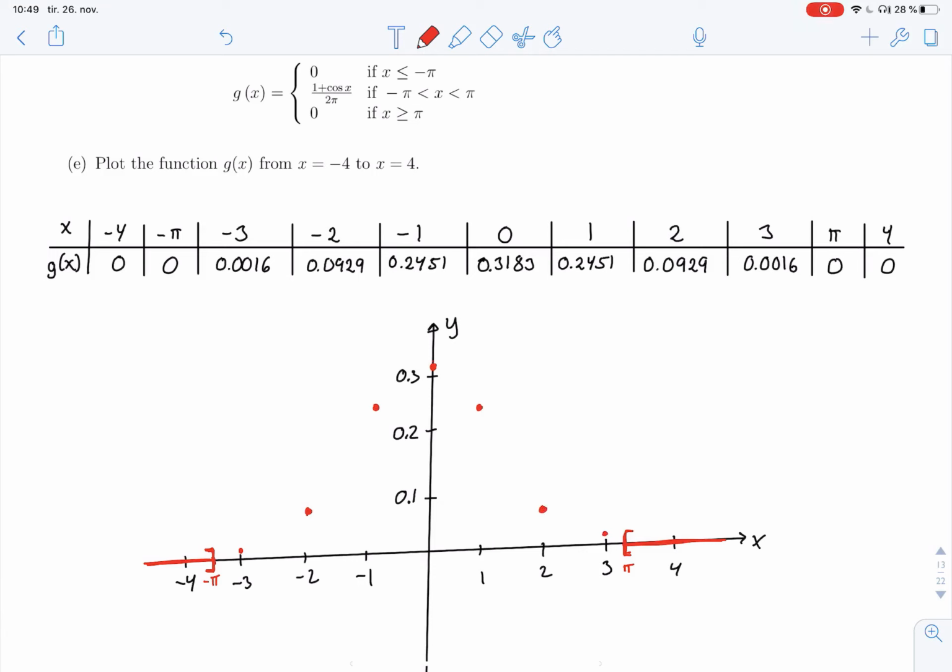Okay, like this. So if we connect the dots, trying to make a more or less smooth curve, we get something like this. So in the middle here, the minus pi to pi is not included, but we can get very, very close. So that would be our graph. Remember also to name your graph. In this case, we've plotted g of x.